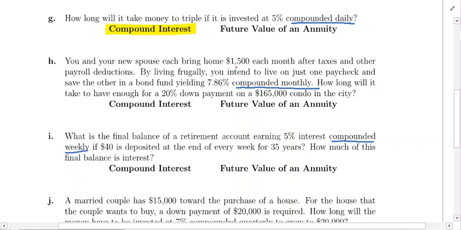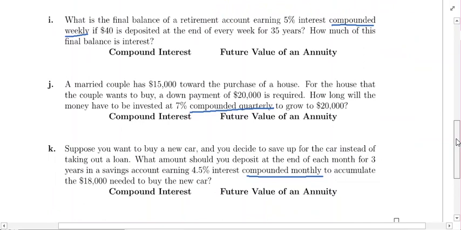It says saving the other paycheck. So you're saving $1,500 each month. Again, you're bringing home a total of $3,000 between the two of you, but one of the paychecks is saved and one of the paychecks is how you live. So to save up for your down payment, you are saving $1,500 each month. So these are regular deposits into your savings account. And so the regular deposits make this a future value of an annuity problem. All right, 3 more, I think.